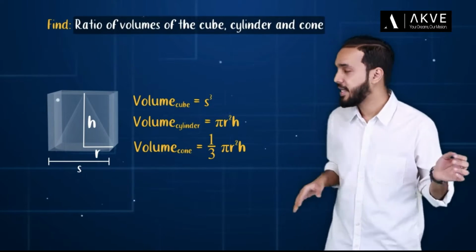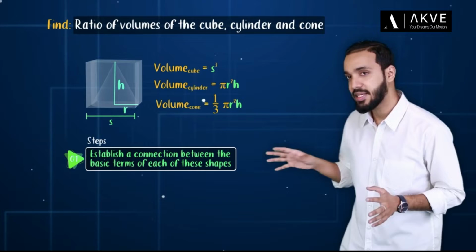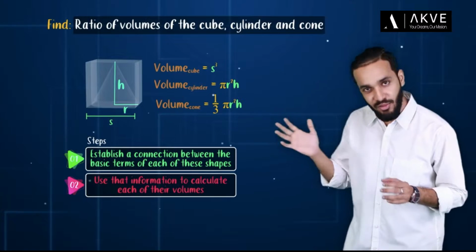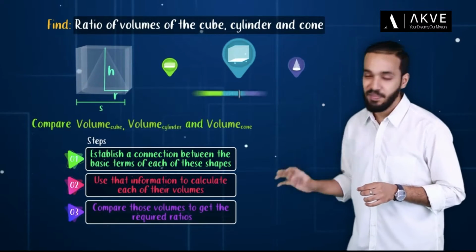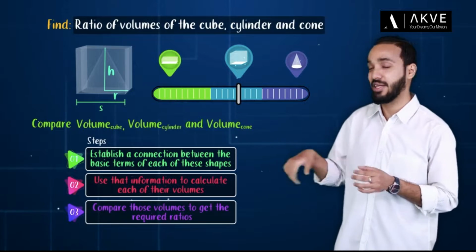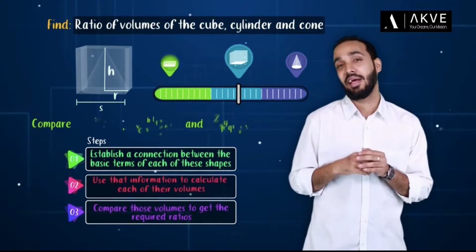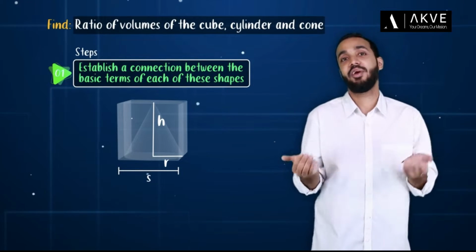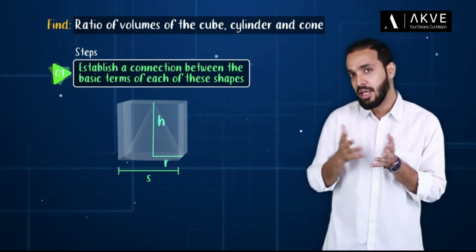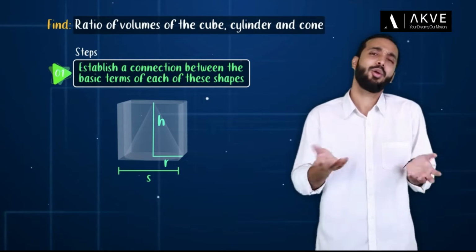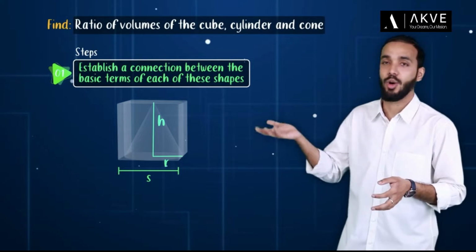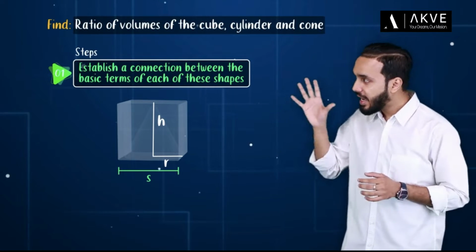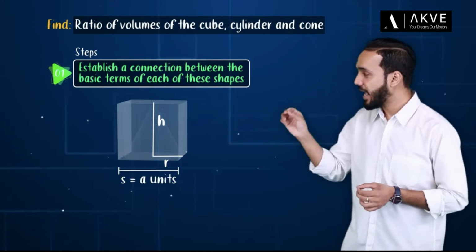All we need to do is establish a connection between the basic terms of each of these shapes. Use that information to calculate each of their volumes and then finally compare those volumes to get the required ratio. Understood the approach? Great! I will just help you see how the first step works. You can assign a variable to any of these basic terms. It could be the edge length of the cube, or it could also be the radius or the height of the cone or the cylinder. I would like to start with the edge length.